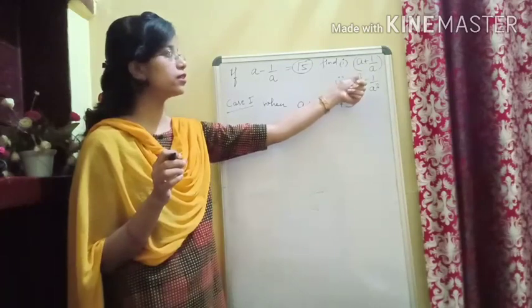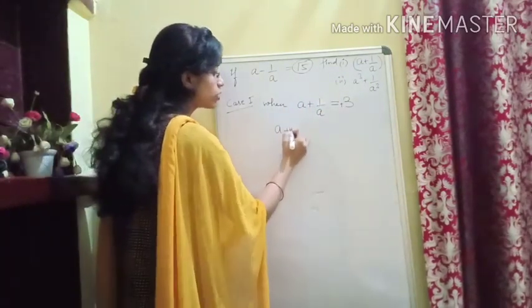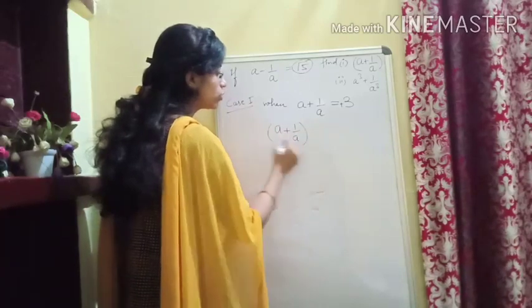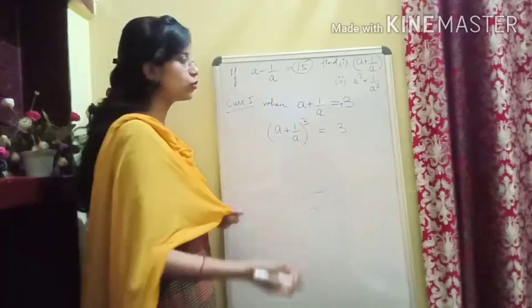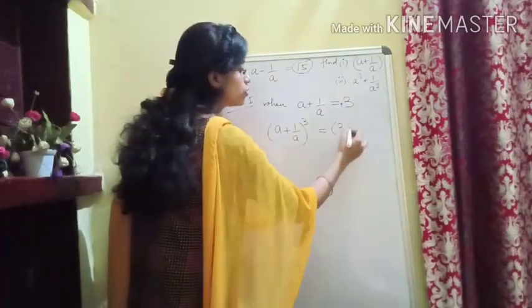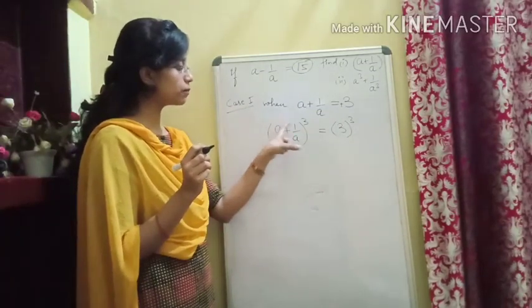So how to get this? Of course, to cube it. So we are cubing both sides. When you cube it, it will be (a plus 1 upon a) whole cube equals, on the right hand side, 3 cube. Whether you write plus 3 or 3 only, it will be the same. So it is cube.